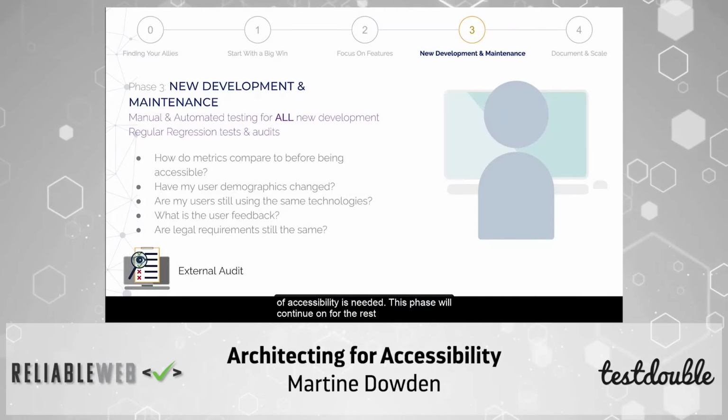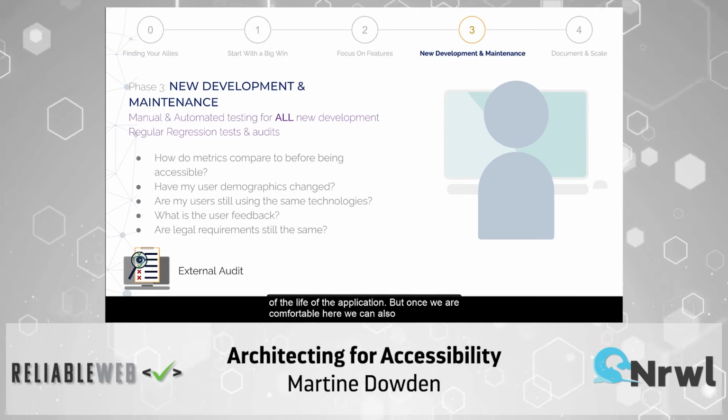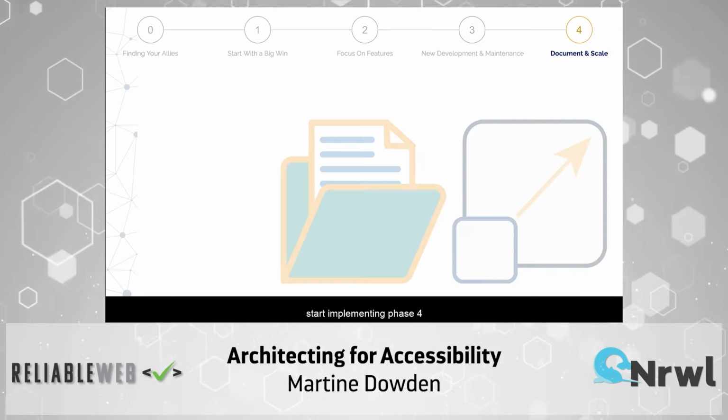Especially once we have our application fully accessible, but also regularly afterwards, external audits can be very helpful in making sure we don't miss anything and telling us if any more training on a specific aspect of accessibility is needed. This phase will continue on for the rest of the life of the application, but once we are comfortable here, we can also start implementing phase 4.